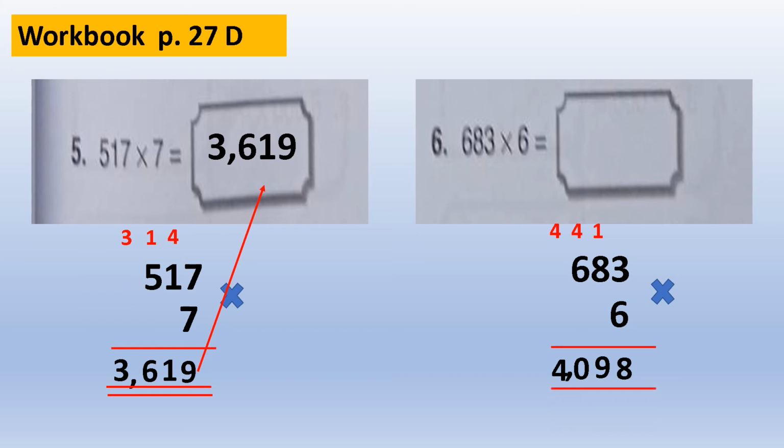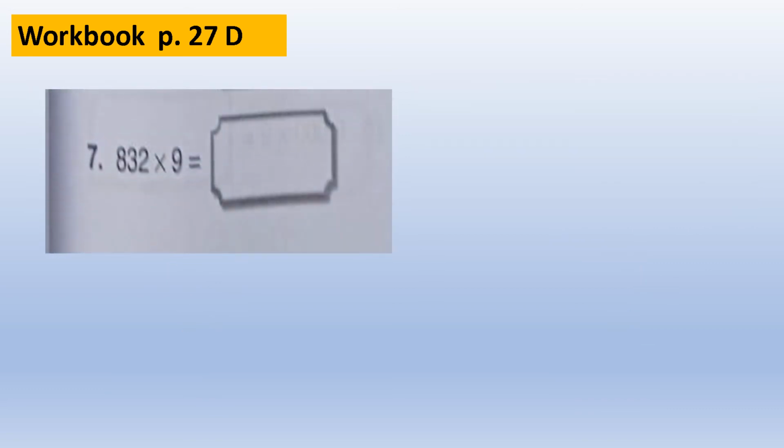So the product is 4,098. So the sentence is 683 times 6 is equal to 4,098. Now number 7. Let us read the problem first. 832 times 9.